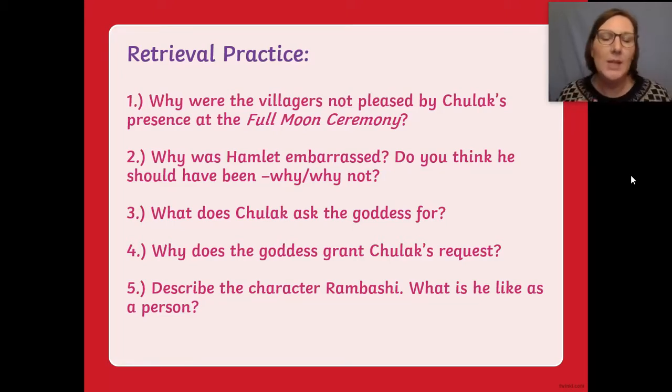So for this retrieval practice, you're going to need to go back to the readings that you had from last week from The Firework Maker's Daughter, because you'll need to use that if you're finding this a little bit tricky. But I want you to first try and see if you can recall, see if you can remember. But if you can't, you can go back to that resource that you had from last week and read over it. So the first thing I want you to do is answer these questions. These questions are on your worksheet, so you just need to pause the video here and have a go at answering them for me.